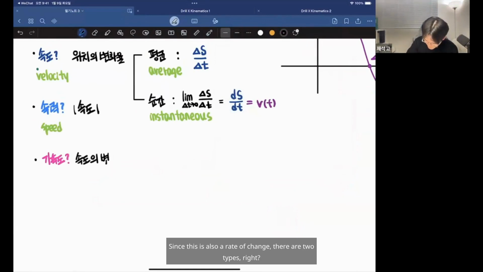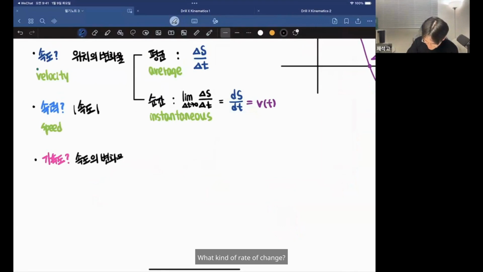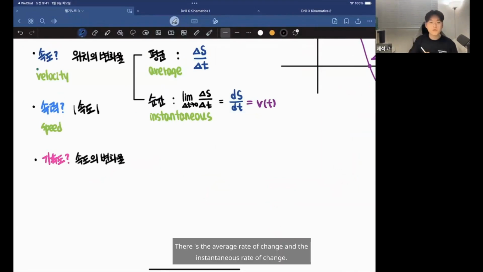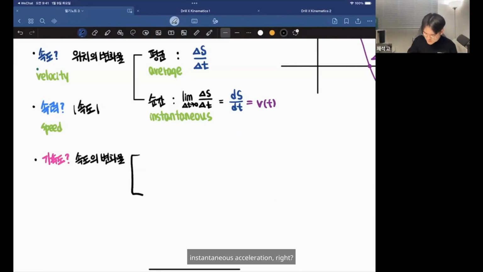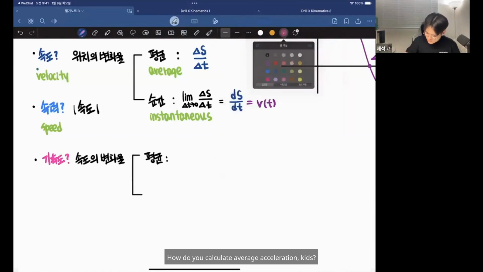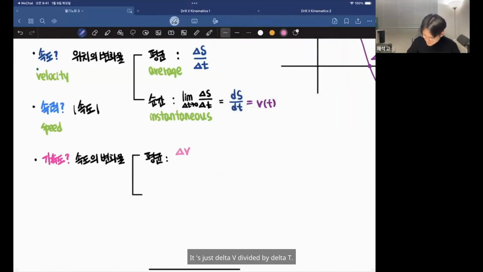Since this is also a rate of change, there are two types, right? There's the average rate of change and the instantaneous rate of change. The average rate of change is called average acceleration, and the instantaneous rate of change is called instantaneous acceleration. You can think about that too, right? How do you calculate average acceleration? It's just delta v divided by delta t.